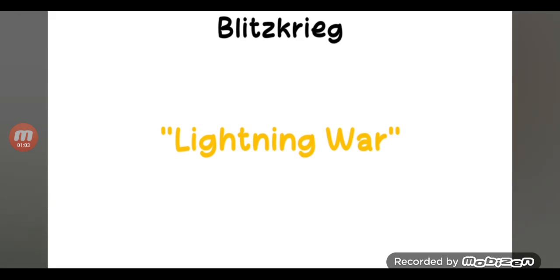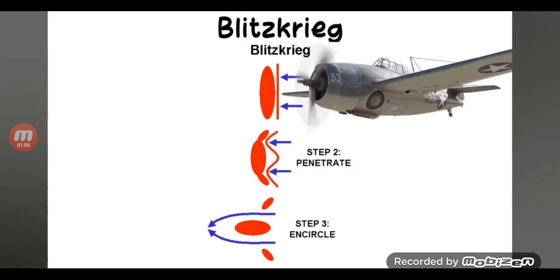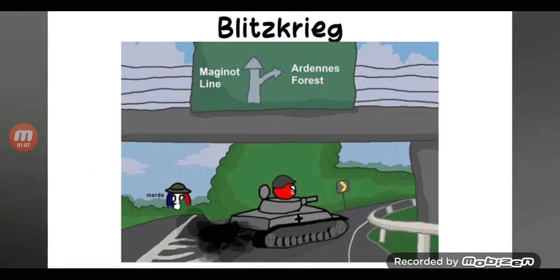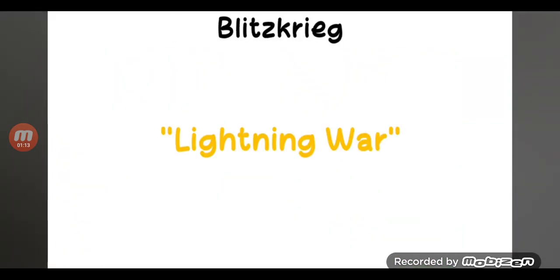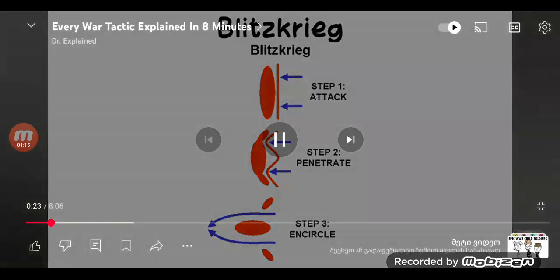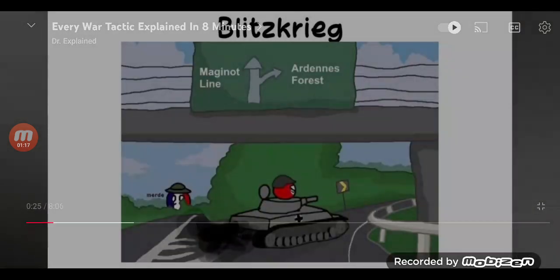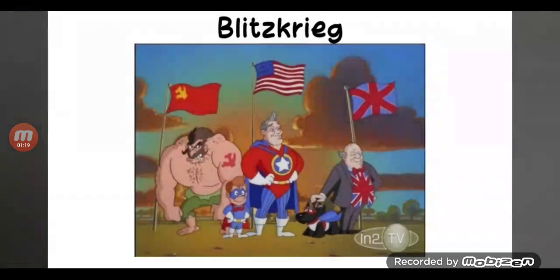Blitzkrieg, Lightning War, a fast, coordinated attack combining air and ground forces, used by Germany in World War II, when they made tanks.